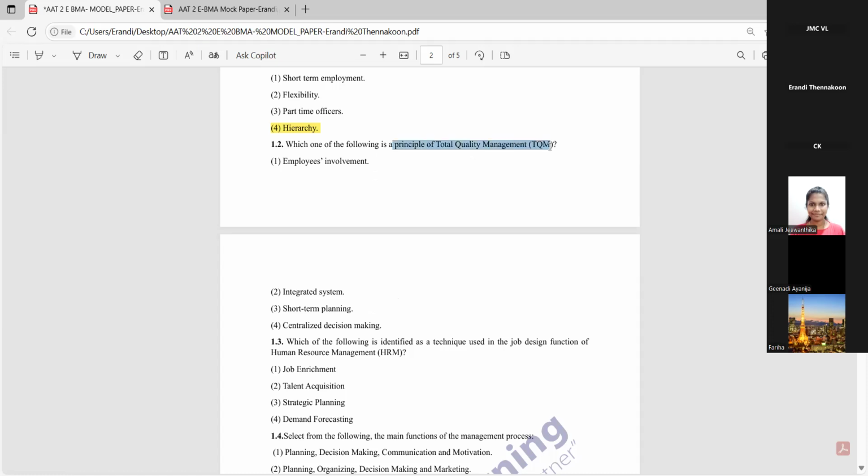What is the answer for total quality management? It's one principle of total quality management. According to this question, you have two answers, right? They highly appreciate employee involvement as well as integrated system. So I was focused on integrated system. Also, you can take employee involvement as well, right?